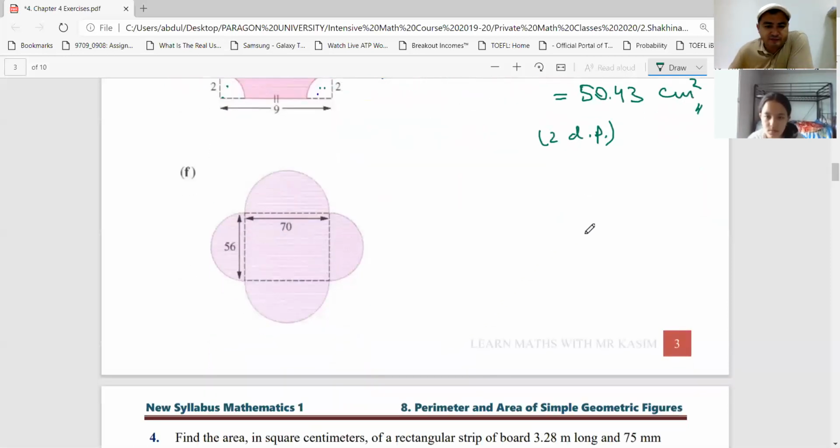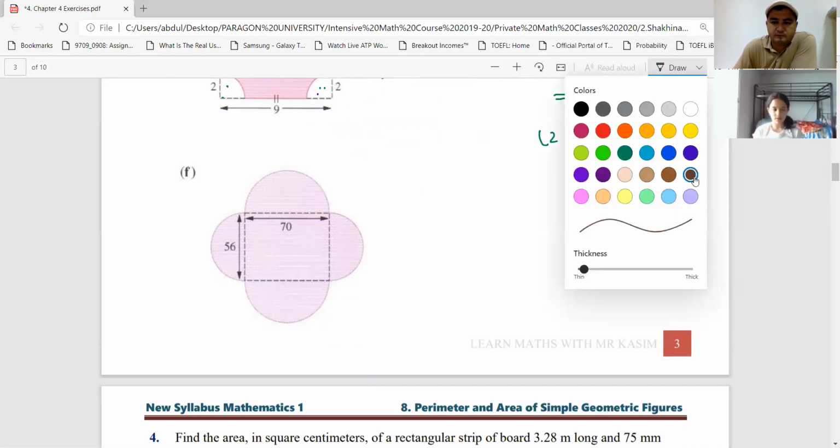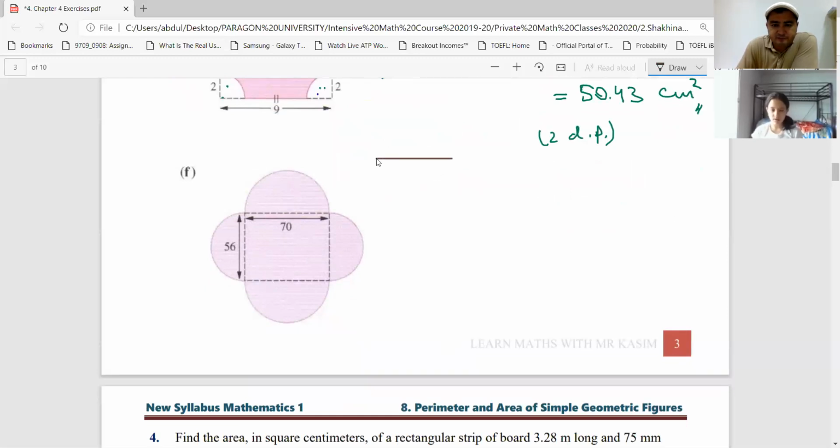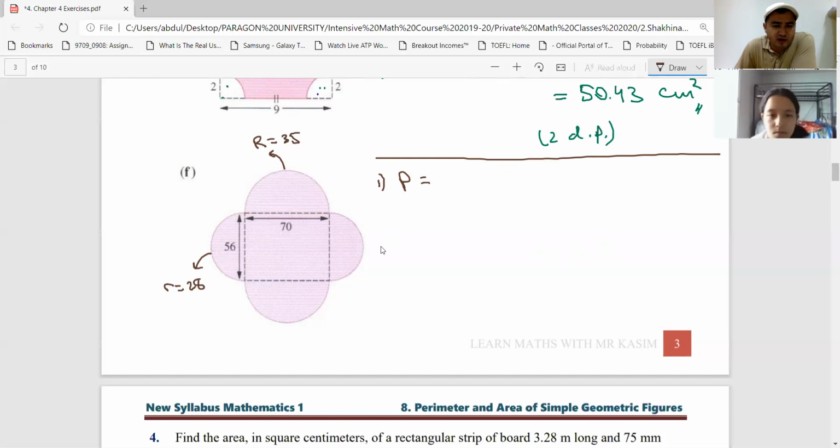Okay. How about F? Here, first, let's find the perimeter, Shahina. This one is the bigger circle, or semicircle, and this one is the smaller one. Maybe we are making some kind of box. So this 56 means the radius of this small semicircle is 28. And how about the radius of this big semicircle? Its diameter is 70, so the radius is 35.